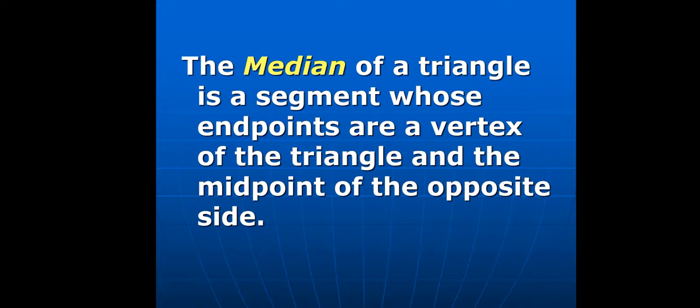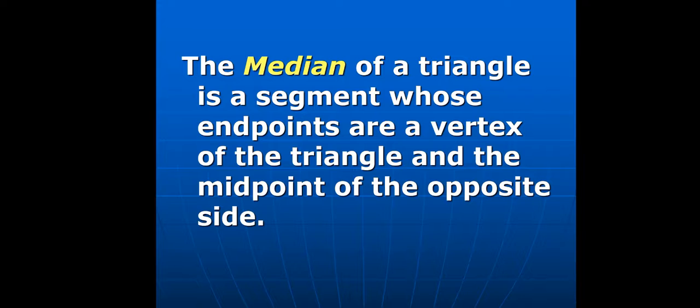So the first part of a triangle is the median. The median of a triangle is a segment whose endpoints are a vertex of the triangle and the midpoint of the opposite side. So we all know that median is the middle. When we say segment, this is the line inside the triangle. Okay, I'll explain the median.